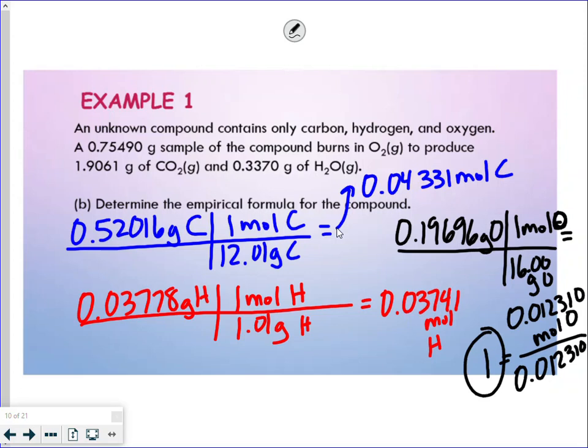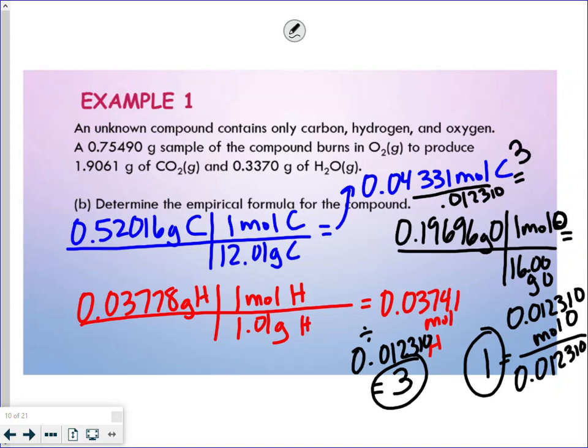Let's divide this one by the 0.012310. And for this one, we get basically 3, like 3.03 for its subscript. And then up here we divide it, and this one ends up being a 3.5 basically.